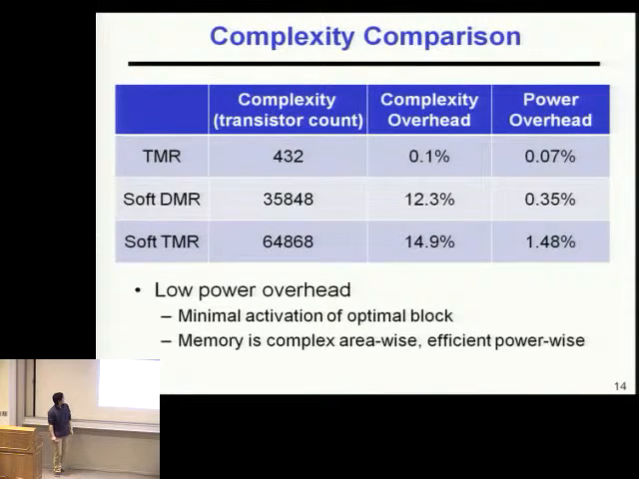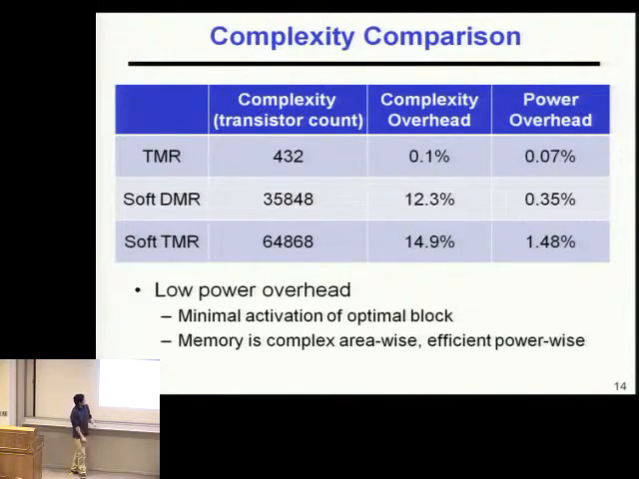So this is a complexity comparison of the voters. For TMR, a word voter is around 432 transistors, which is only a 0.1% overhead in complexity and negligible power overhead. And soft DMR and soft TMR, you can see, is a very complex voter. So the complexity overhead is more than 10%.